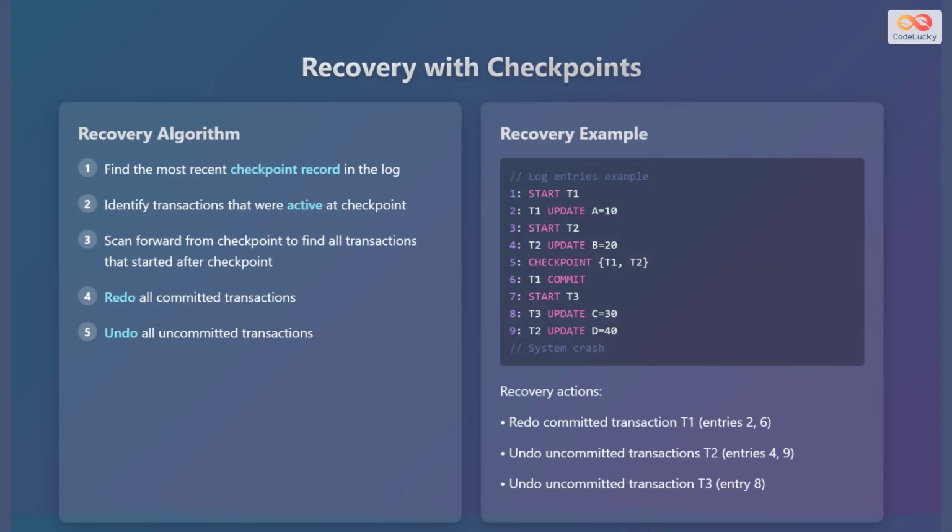The recovery algorithm involves finding the most recent checkpoint record in the log, identifying transactions that were active at the checkpoint, scanning forward from the checkpoint to find all transactions that started after the checkpoint, redoing all committed transactions, and undoing all uncommitted transactions. Here is a log entries example, where after a system crash, we need to redo committed transaction T1 and undo uncommitted transactions T2 and T3.